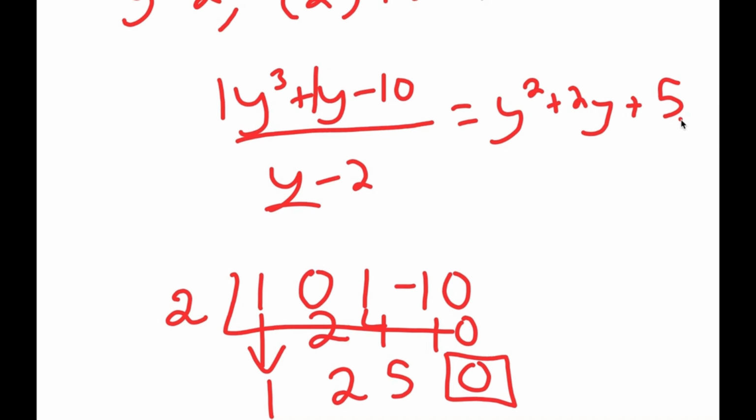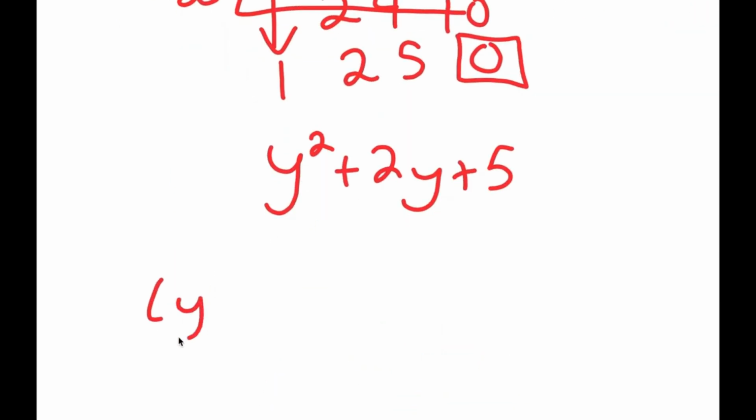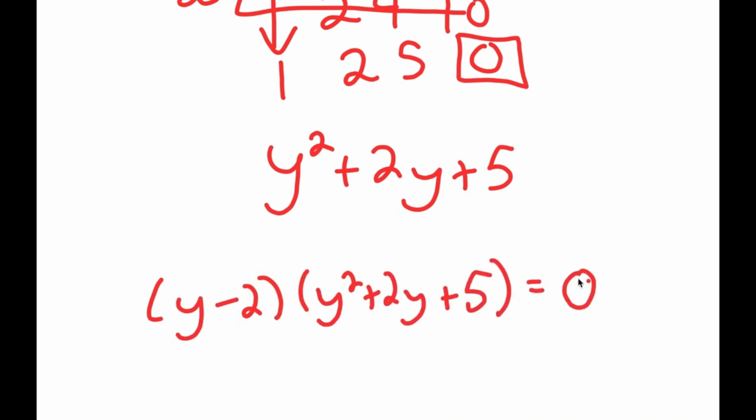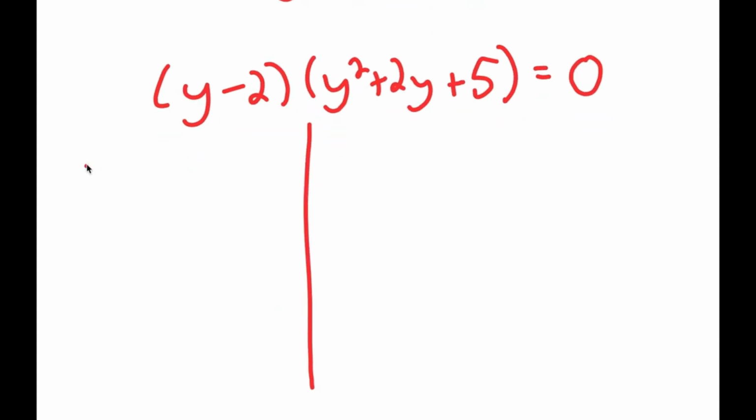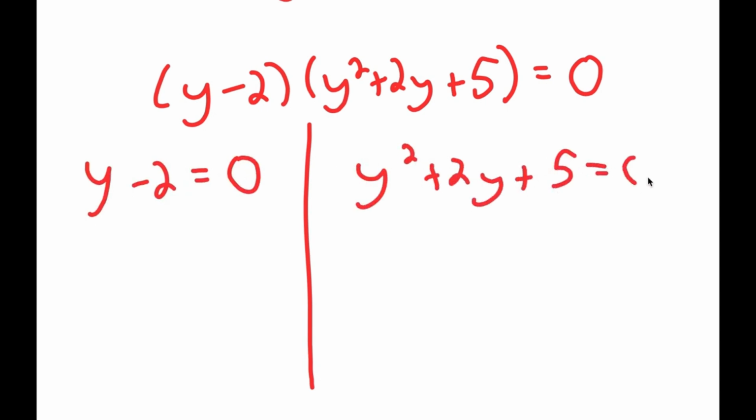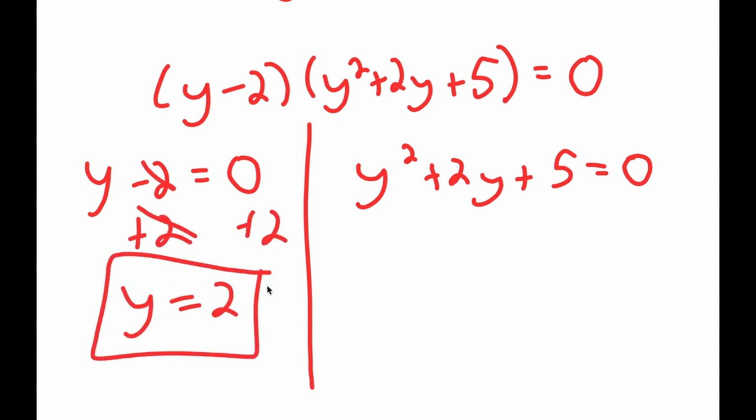So now we can say that (y - 2)(y² + 2y + 5) = 0. Using this equation, we can find all the solutions to our original equation. To do this, I get two equations: y - 2 = 0 and y² + 2y + 5 = 0. For y - 2 = 0, this is easy. I just add 2 on both sides, and I get y = 2. And this is a solution we already got.